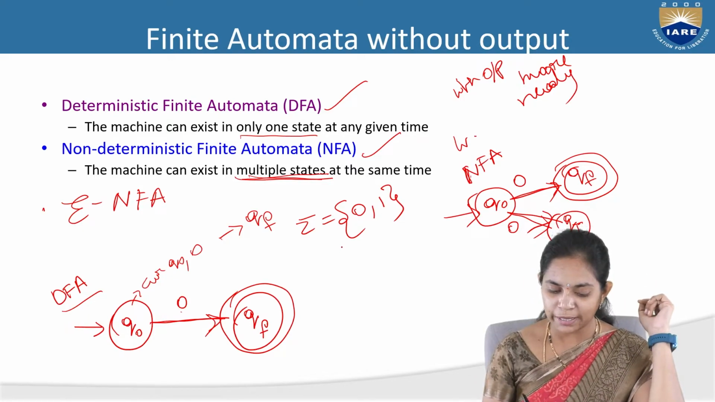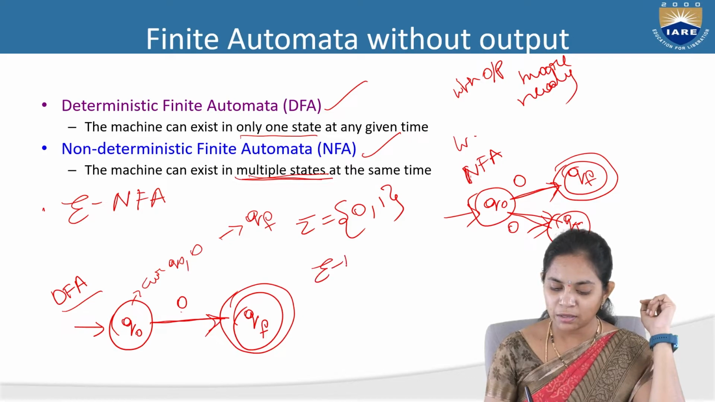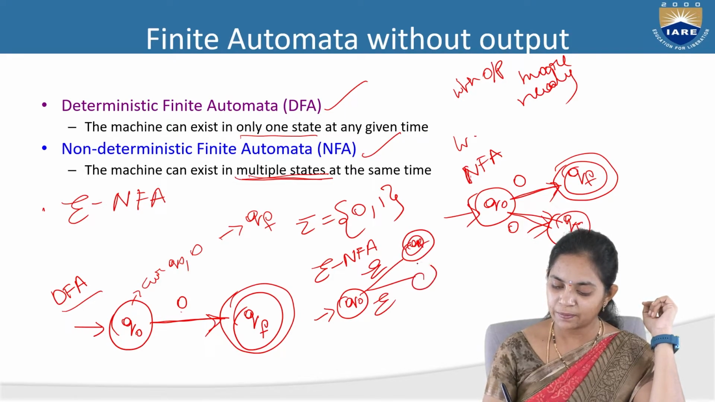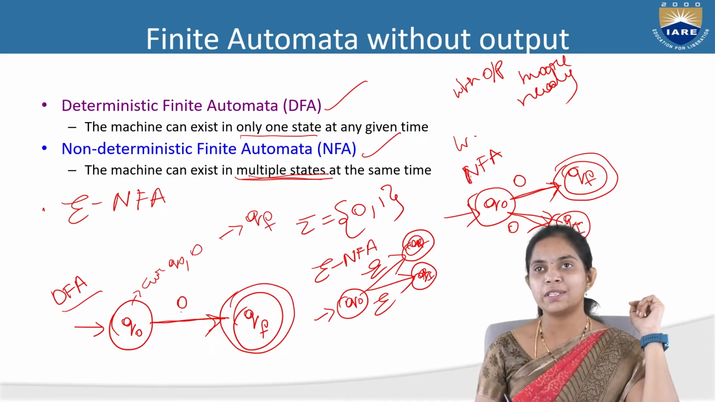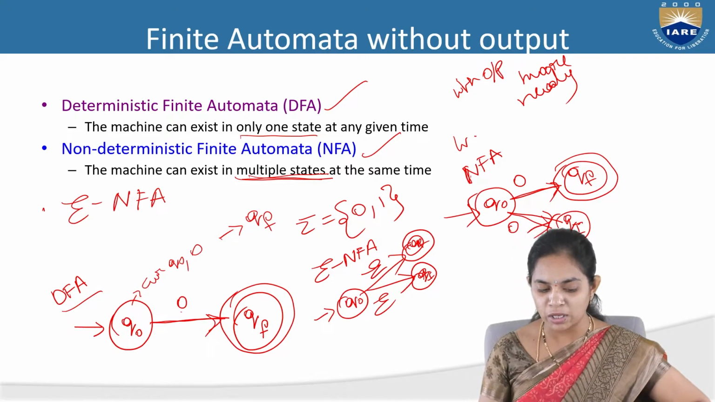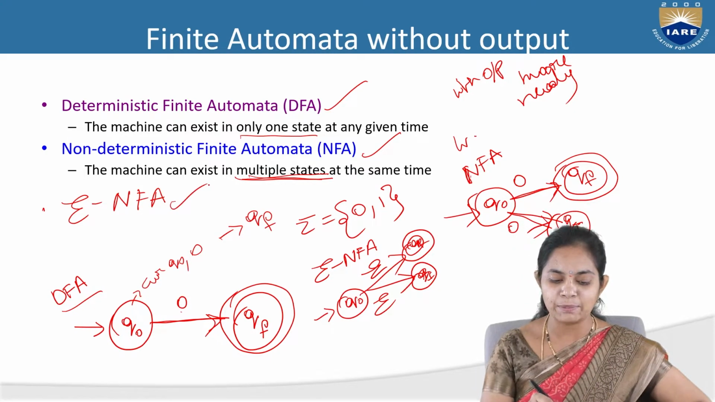And one more thing, epsilon NFA. For this we have to extend the epsilon symbol. Same thing, Q naught. For the epsilon input symbol also we can lead to different states. So this is the main difference between the deterministic finite automata, non-deterministic finite automata and epsilon NFA.